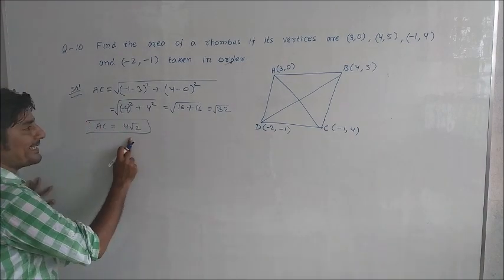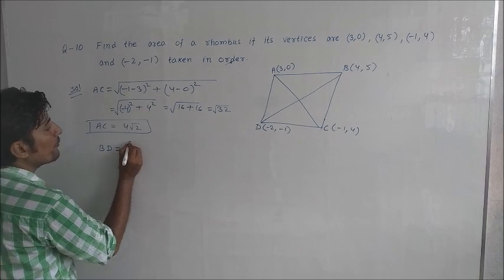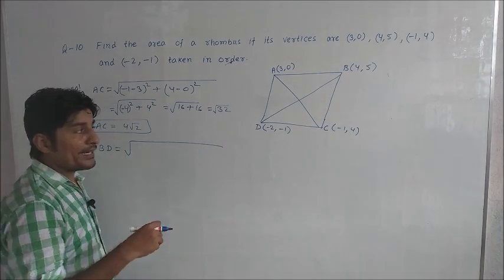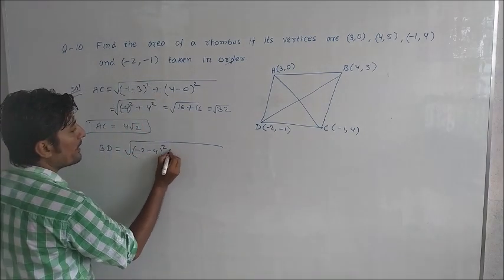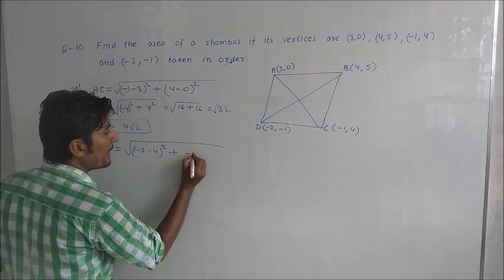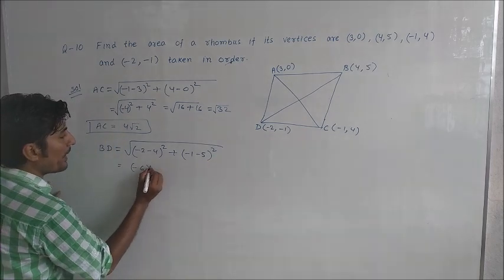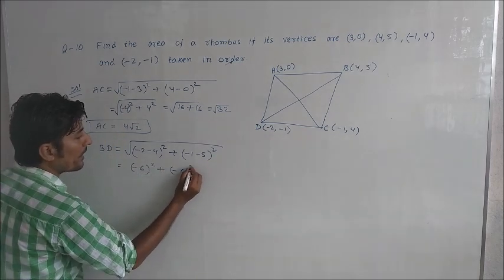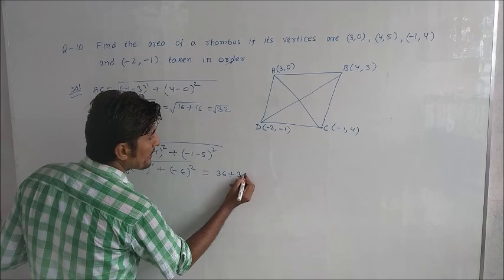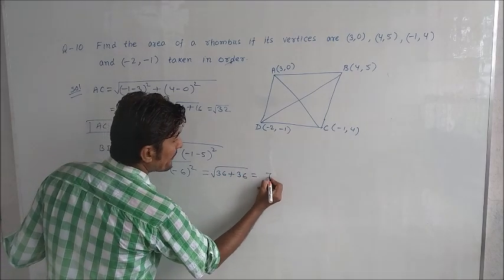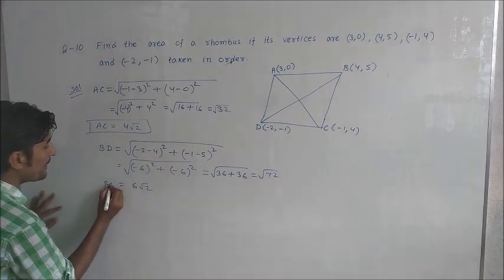After finding the measurement of AC, now we will find the measurement of BD. Again we can use the distance formula: (minus 2 minus 4) whole squared, plus (minus 1 minus 5) whole squared. And here we can write (minus 6) whole squared plus (minus 6) whole squared. So here we can write 36 plus 36, 72 under root, and finally 6 root 2. This is the measurement of BD.